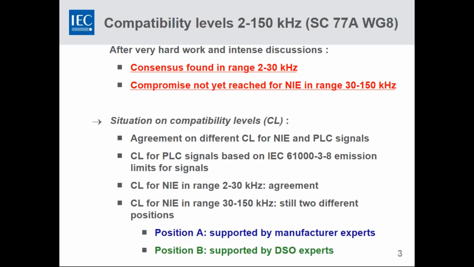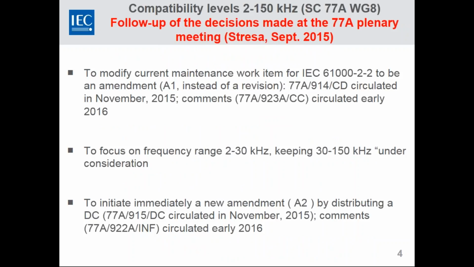And since the power line communications is about 80, 85 kilohertz, there is a disagreement on what that limit should be for that kind of communications. And therefore, the 30 to 150 is still a bone of contention right now. And so there's a lot of decisions that were made.